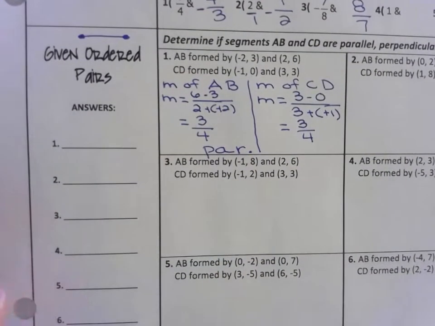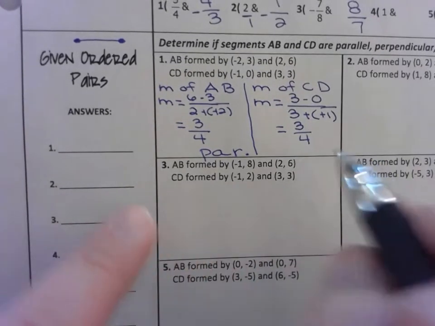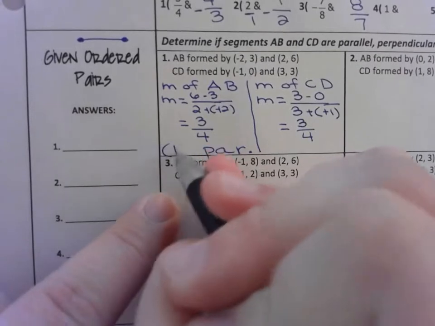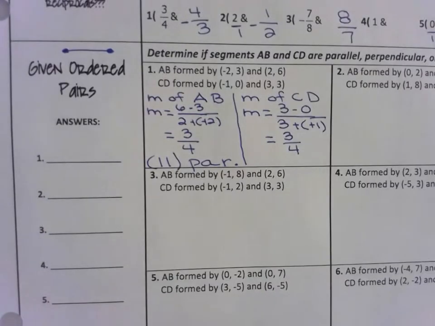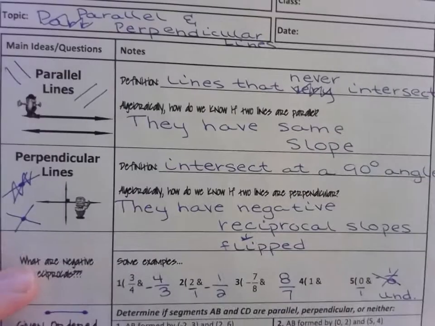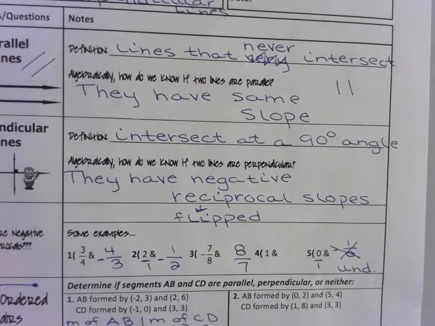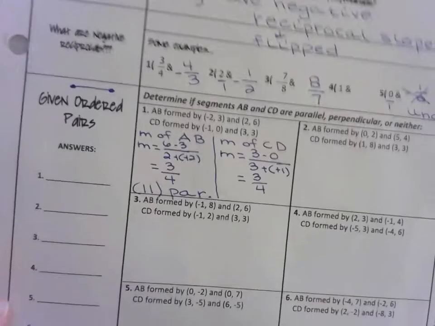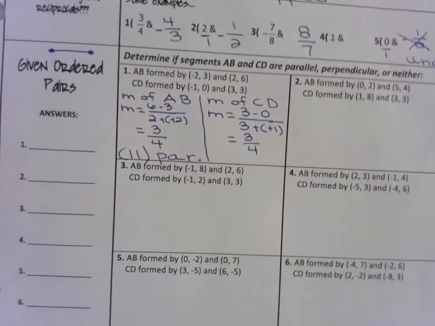Now, real quick, just so I can show you a symbol you can use for parallel. If you don't want to write out parallel, you can use the symbol of two lines like this. Those two lines that are straight up and down are the symbol for parallel. So if you want to put it up here where we did parallel lines, this is the symbol you can use. Instead of writing it out, you can just use those two lines up and down.